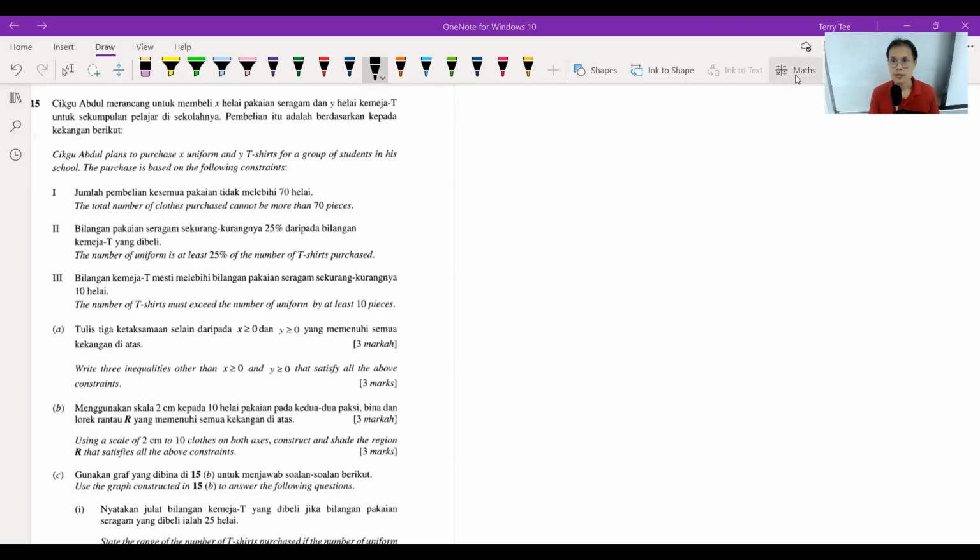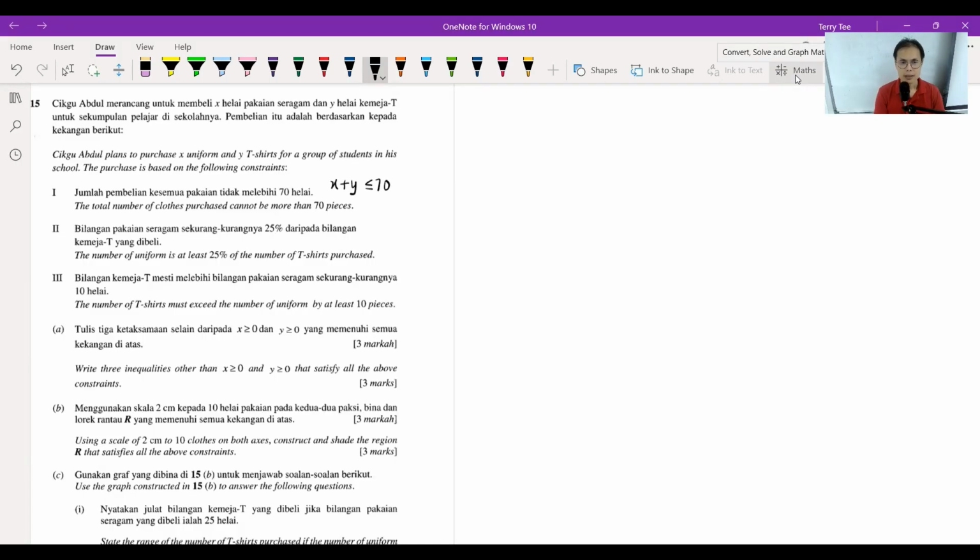Okay. Last question. This is from the chapter Pengaturcaraan linear. Cikgu Abdul berancang untuk membeli X helai pakaian seragam, Y helai kemeja T untuk sekumpulan pelajar di sekolahnya. Pembelian ini adalah berdasarkan kekangan berikut. Okay, so semua pembelian, jumlah pembelian ke semua pakaian tidak melebihi 70 helai. So X plus Y tidak melebihi, means less equals 70.